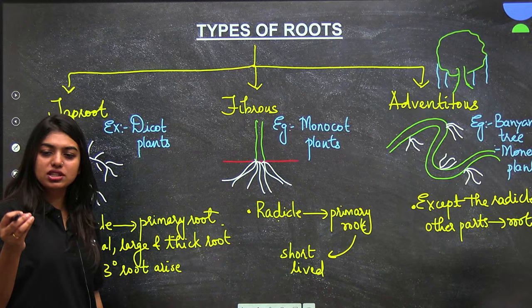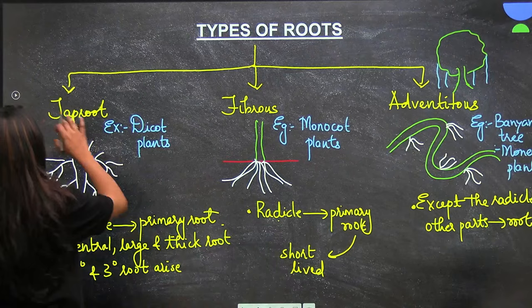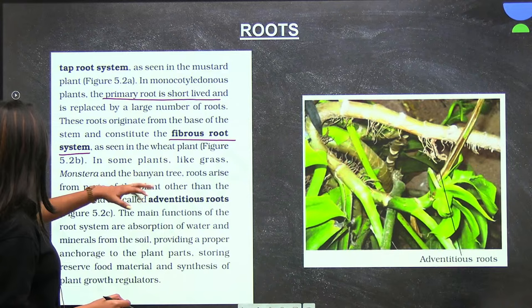Okay, so is this clear? We have taproot, fibrous root and adventitious root. Now here your NCERT is saying the same thing. Primary root is short lived in fibrous root systems, and in some plants like grass and banyan tree, roots arise from parts of the plant other than the radical, and that is called adventitious root.